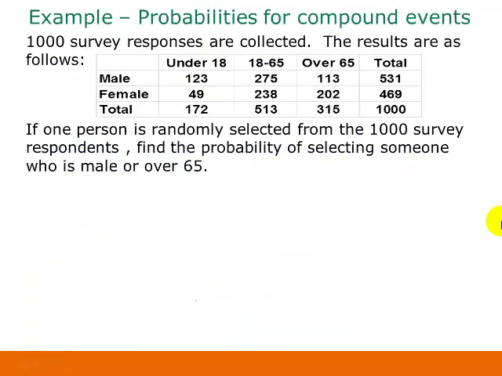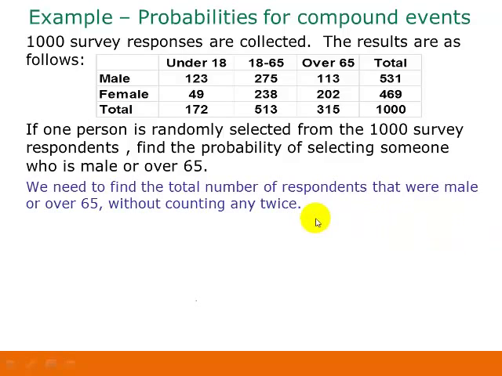Here's an example. 1,000 survey responses are collected. The results are, as you see in this table. So we have gender, and then we have 3 different age groups. If one person is randomly selected from the 1,000 survey respondents, find the probability of selecting someone who is male or over 65.